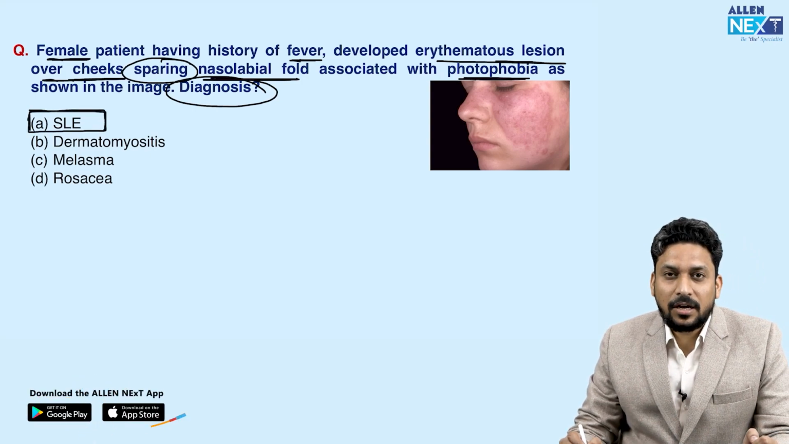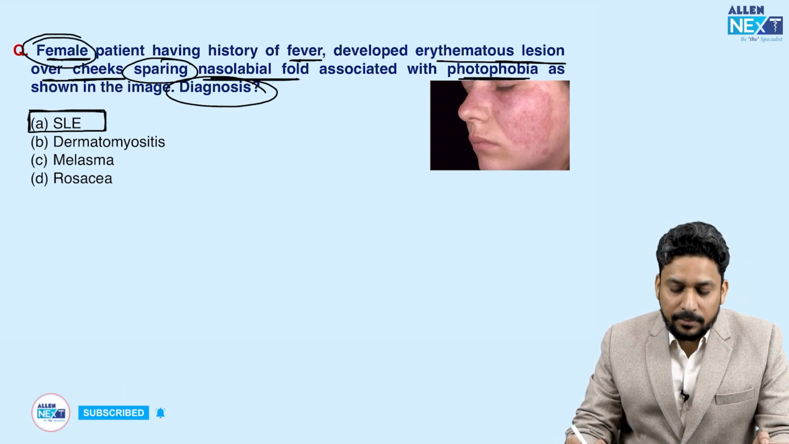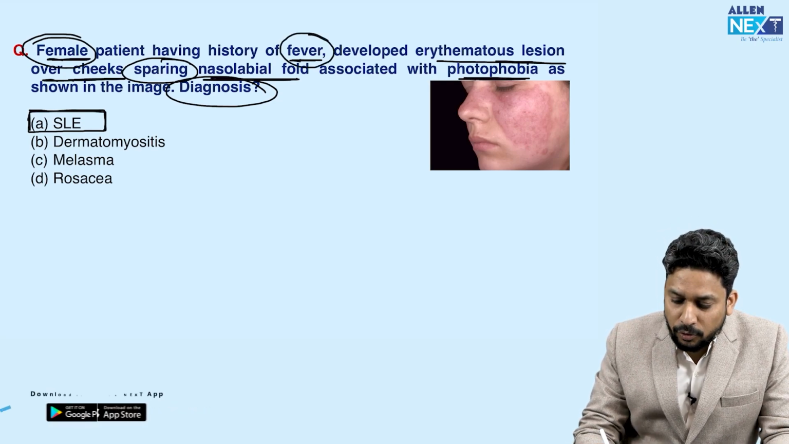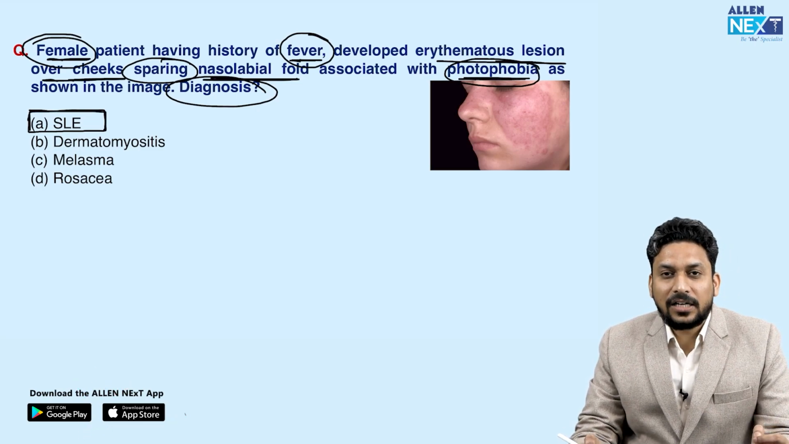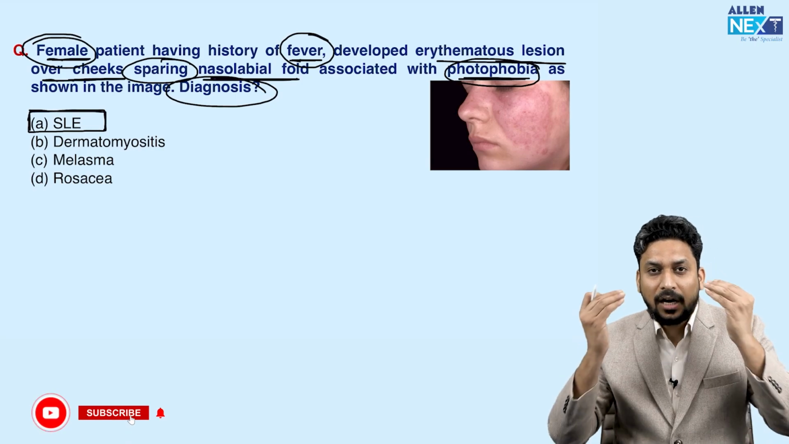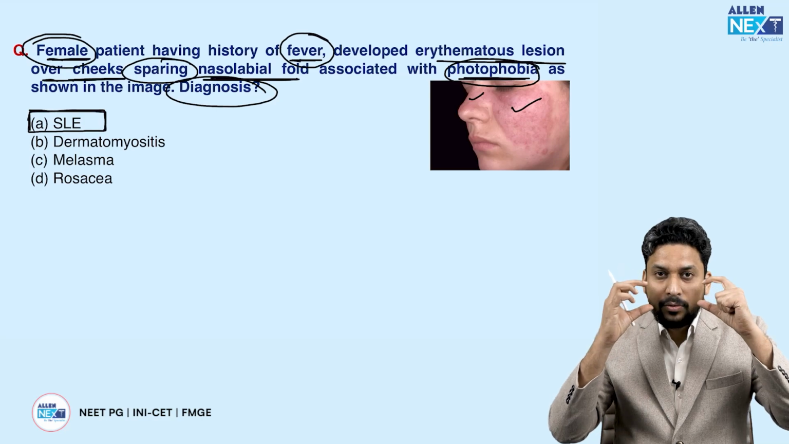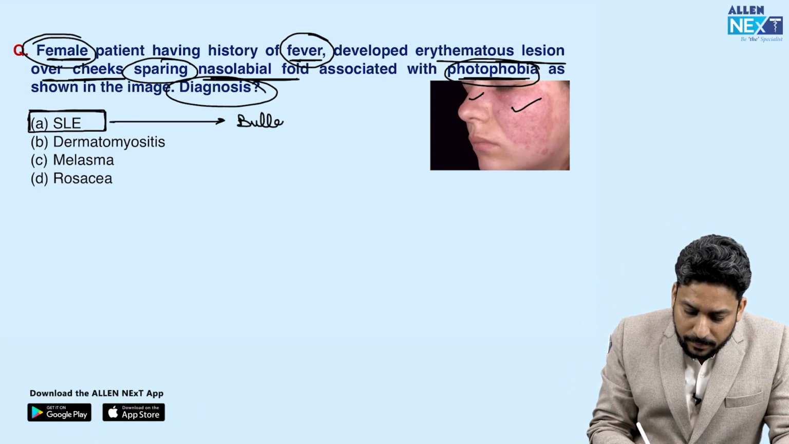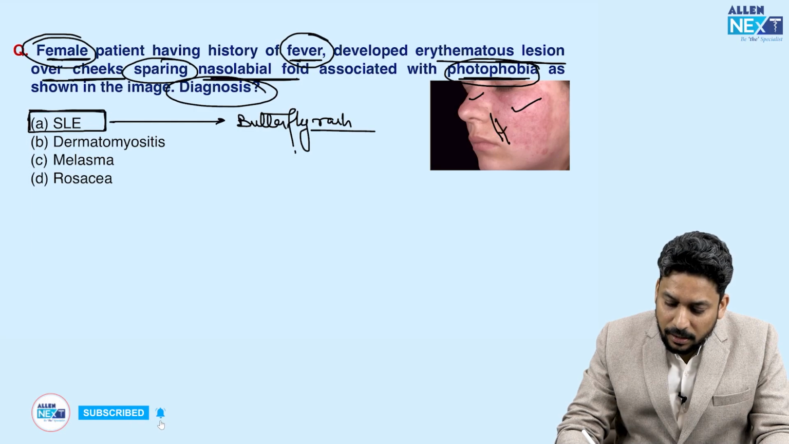And why is this a case of SLE? Because this is more common in females and generally patients have systemic features like fever or arthralgia, joint pain. Patients have photophobia, that is, the condition can aggravate on sun exposure, and these are generally erythematous rashes which start developing over the cheek and nose, giving rise to a very characteristic butterfly rash, and these rashes generally spare the nasolabial fold.